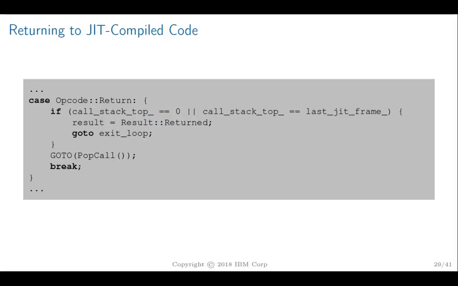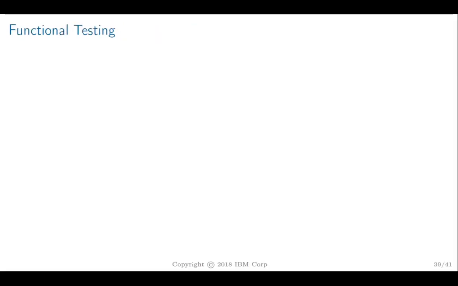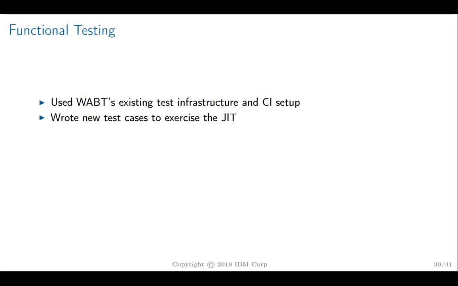So we had two different kinds of testing going on. We had some functional testing where we wanted to test the functionality. And thankfully, we were able to use Wabbit's existing test infrastructure, and we were able to clone their CI setup. And from that, we could just write some new test cases that exercised the JIT. Super simple. We ended up with a lot of test cases.